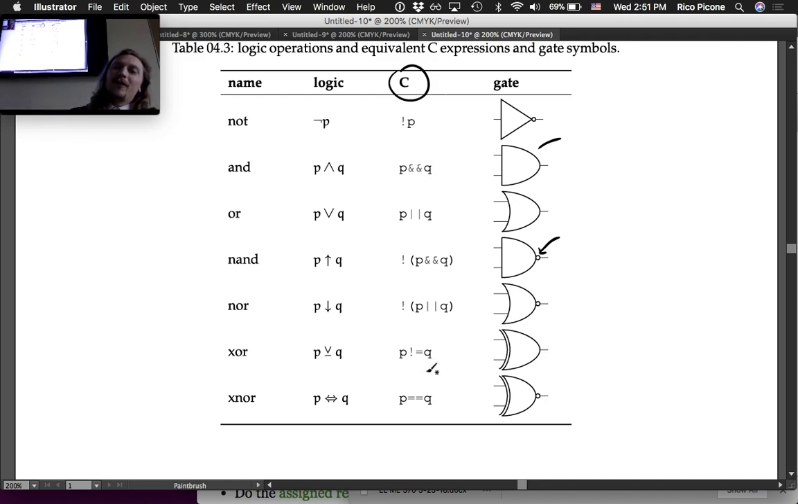The XOR and XNOR, it took me a few minutes of thinking about it before I was like, yeah, it's not that bad. But XOR gives you not equals, and XNOR gives you equals. It's just pretty cool. So, something to keep in mind.